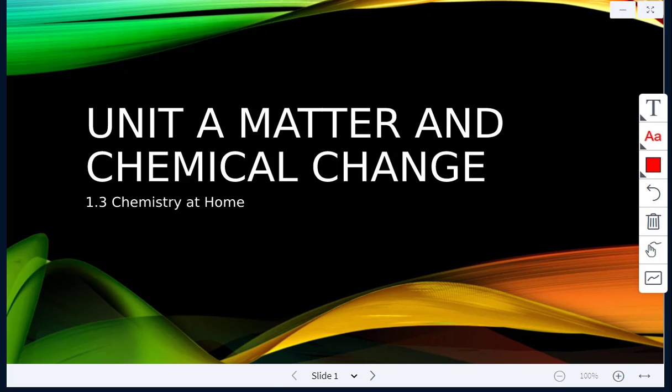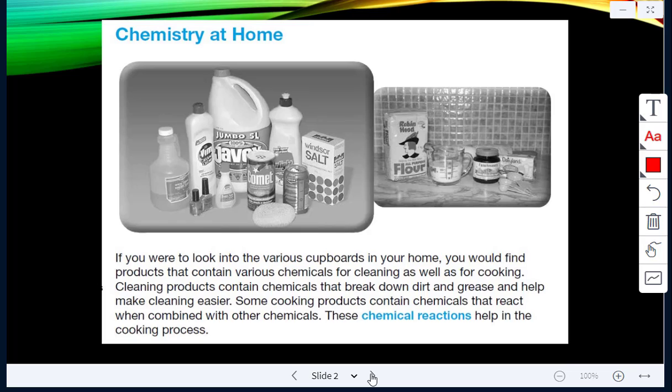All right, so this is the lesson for Science 24, 1.3, Chemistry at Home. If you looked at cupboards or cabinets in your house, you would find products that contain lots of chemicals for cleaning as well as for cooking. For example, on the left-hand side, a lot of chemicals here.